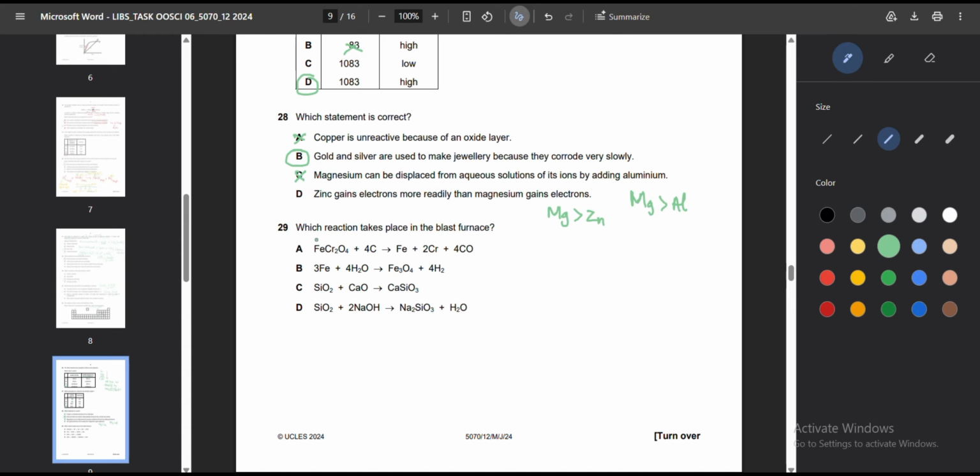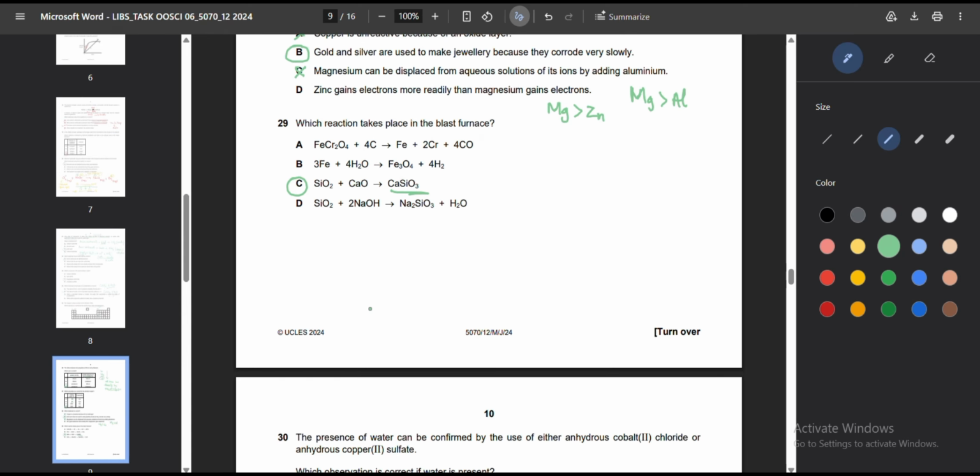Okay, next is which reaction takes place in the blast furnace? First, second, third one, SiO2, silicon 4 oxide plus calcium oxide, they form calcium silicate. Okay, so this is the correct one. Next we move to question number 30.